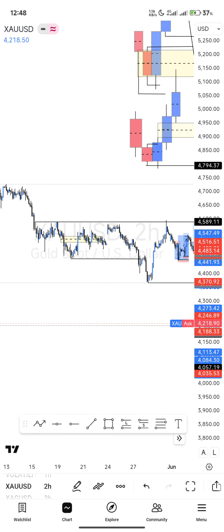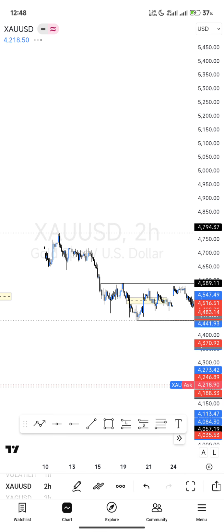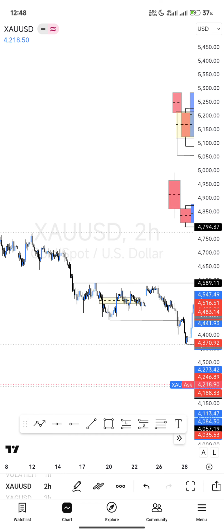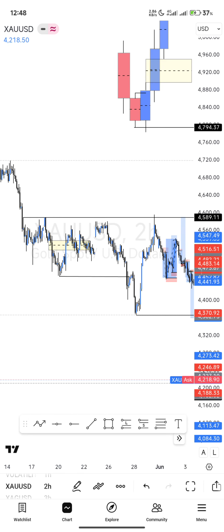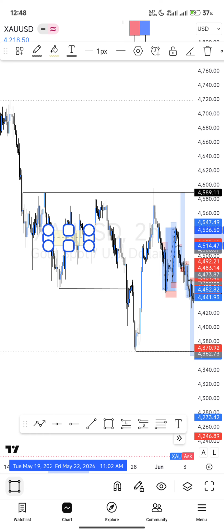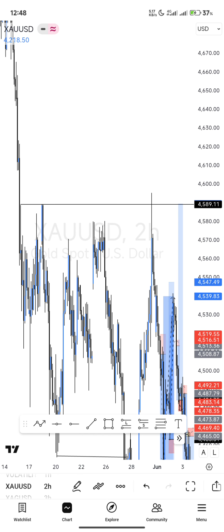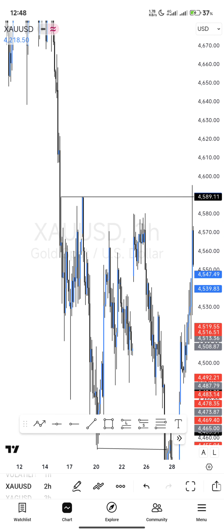Let's look at market examples so we can talk about them. Here we have this order block, as you can clearly see right here.